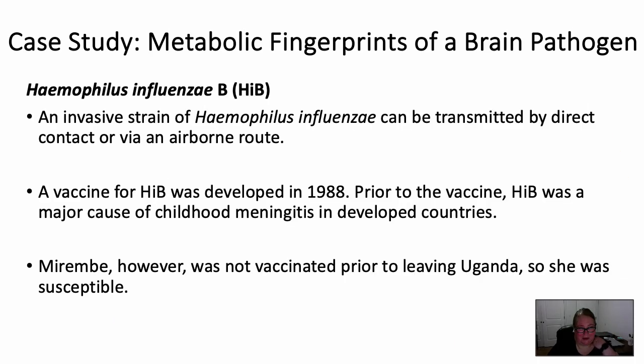Now, we need to talk a little bit more about Haemophilus influenzae, especially Haemophilus influenzae B, which was sometimes referred to as Hib, not HIV, Hib. Okay, so this is a very invasive strain of Haemophilus, and it's going to be transmitted by direct contact or via the airborne route. So prior to 1988, when a vaccine was developed, Hib was one of the major causes of childhood meningitis throughout the whole world, third world countries and developed countries like ours.